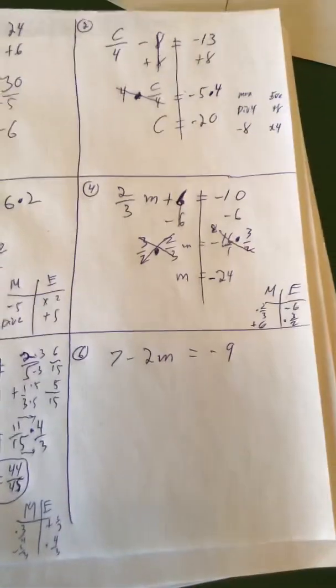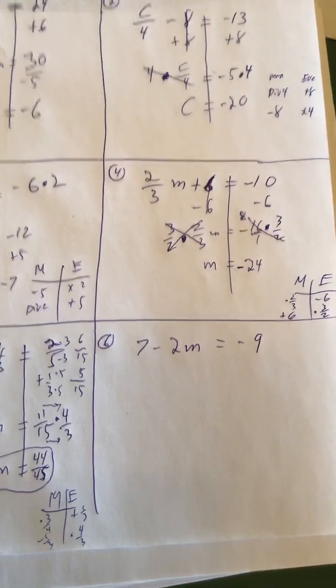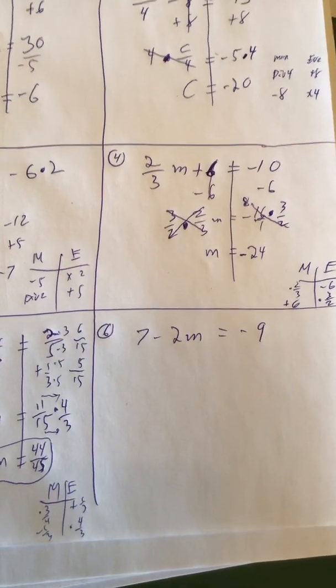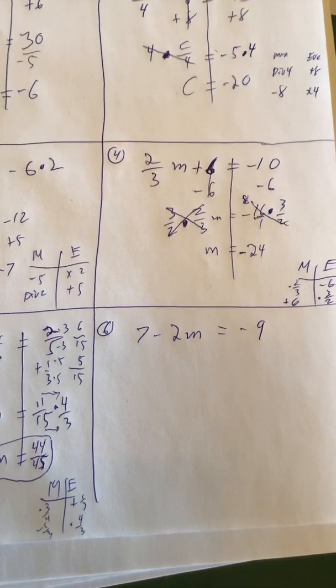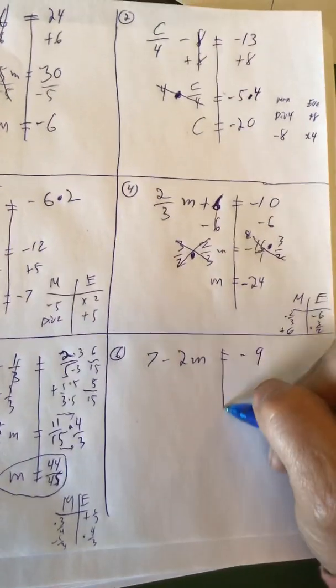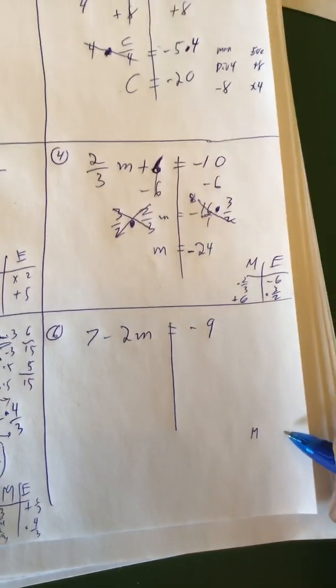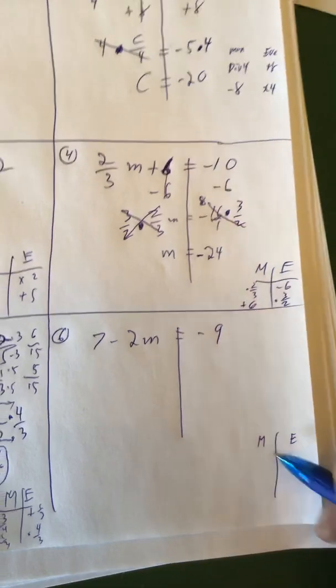And the last one here, so you can copy that down. 7 minus 2m equals negative 9. And once you give that a try, right? You can pause it to do it, of course. I'm not going to wait for you to do it. So over here, again, here's my blueprint. Here's my plan. Morning, evening. Again, you don't have to do the plan.